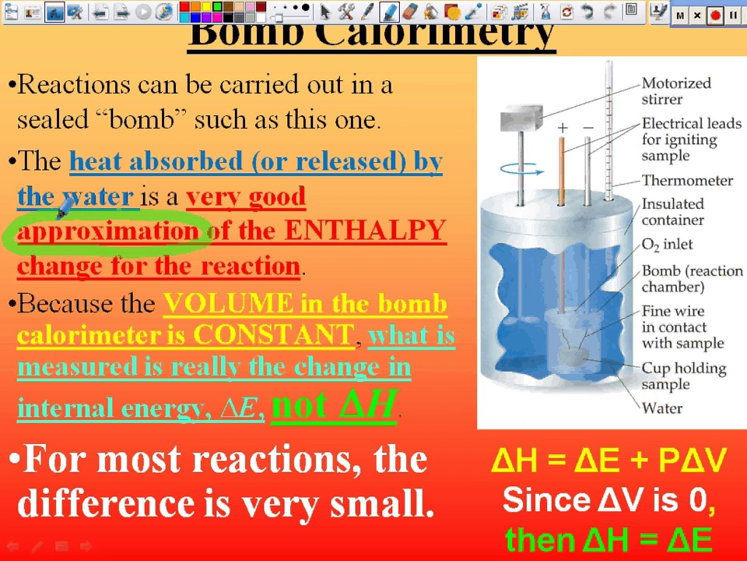Yes, sir. Just put equals. Don't go that far. Yes, ma'am. You good? Okay.